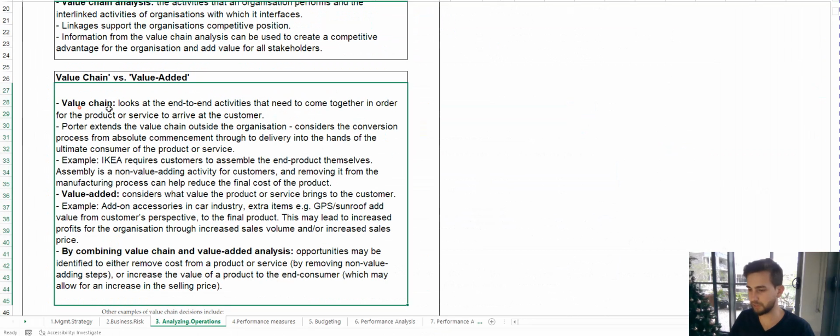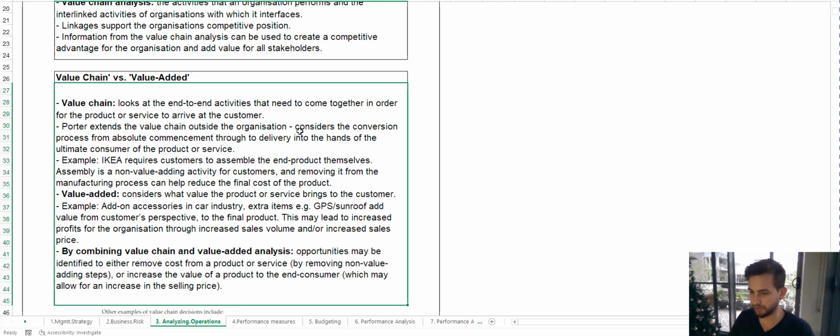So if we look at the definition of value chain, it looks at the end-to-end activities that need to come together in order for the product or service to arrive at the customer. So Porter extends this chain outside of the organization. He considers the conversion process from absolute commencement through to the delivery into the hands of the customer itself. And a good example of this is IKEA.